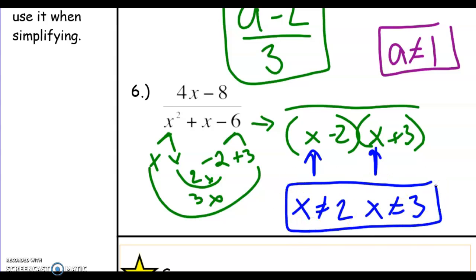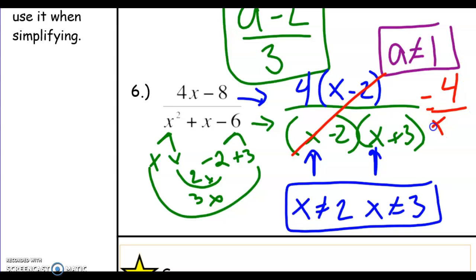Got it. Okay, now if I were to simplify, look on the top, greatest common factor of 4. Now, is there anything that can cancel? The answer is yep. So if my goal is to simplify as well, there's my answer, 4 over x plus 3. But again, the main goal of this video is just to find your excluded values.